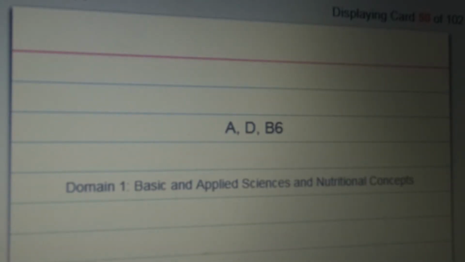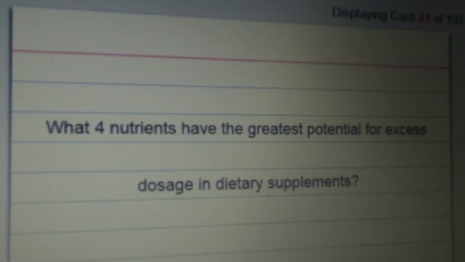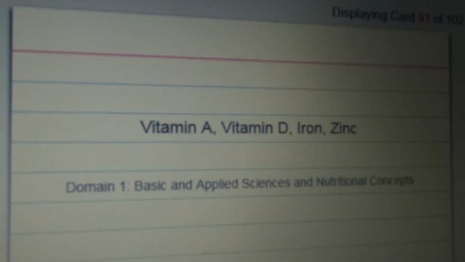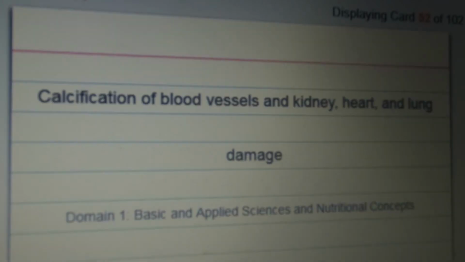A, D, and B6. What four nutrients have the greatest potential for excess dosage in dietary supplements? Vitamin A, vitamin D, iron, and zinc. What is the result of excess consumption of vitamin D? Calcification of blood vessels and kidney, heart, and lung damage.